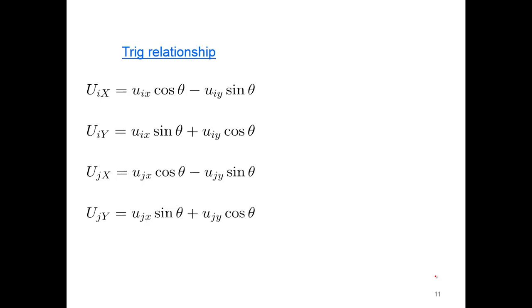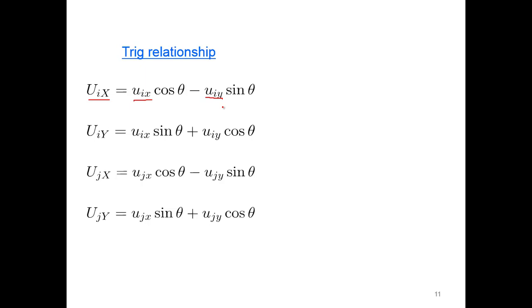So going back to that trig relationship we talked about, we have the local displacements, and the trig relationship gets them over to the global coordinates. So how do we get from the local to the global? We have to do cosine theta of the local displacement at node I in the x direction minus the local displacement at node I in the y direction, sine theta there, and we get the global displacement in the x direction at node I.